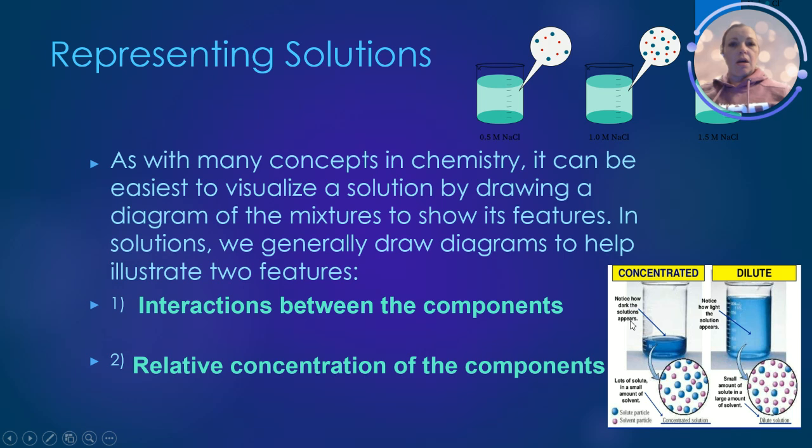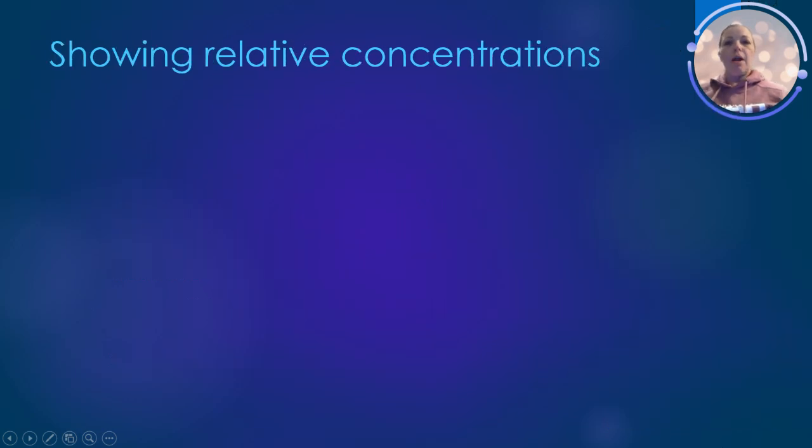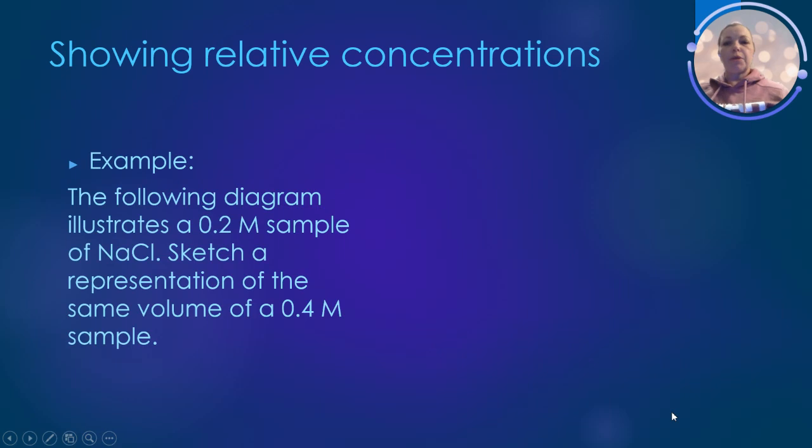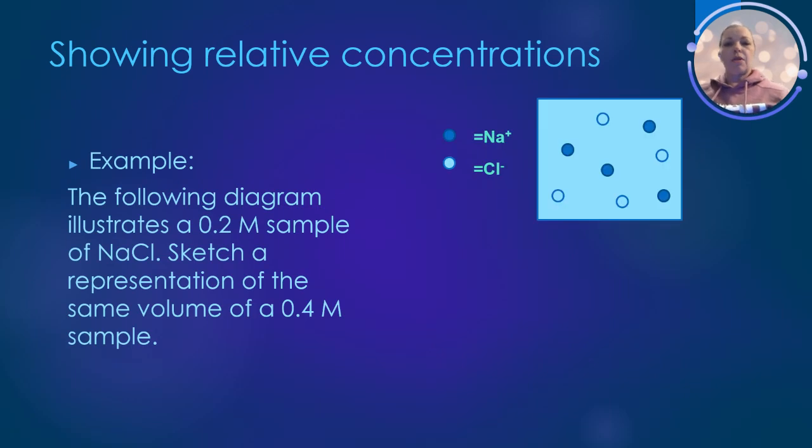Now, what we've been seeing more often on the AP exam would be this kind of situation up at the top where you're just representing the solute particles, because the solvent particles can be too overwhelming. Now, a lot of times in the multiple choice, you might see ones that look more like this, where you would have to distinguish between the solute and solvent and make kind of a quantitative decision there. But let's just look at both situations and ways in which we've seen AP ask you to sketch this on the free response section. So, for example, the following diagram illustrates a 0.2 molar solution of NaCl. Sketch the representation of the same volume of a 0.4 molar sample.